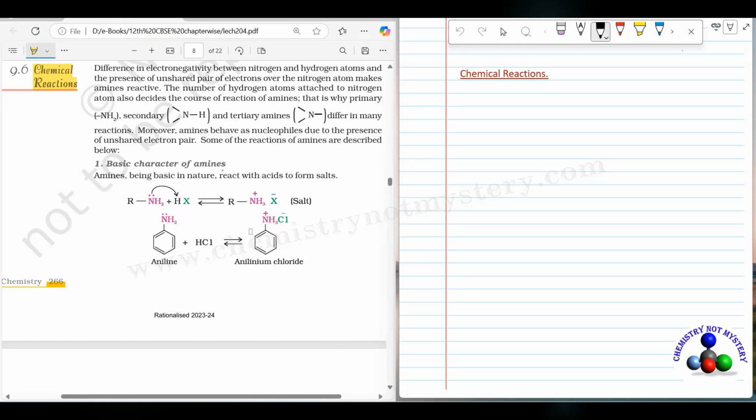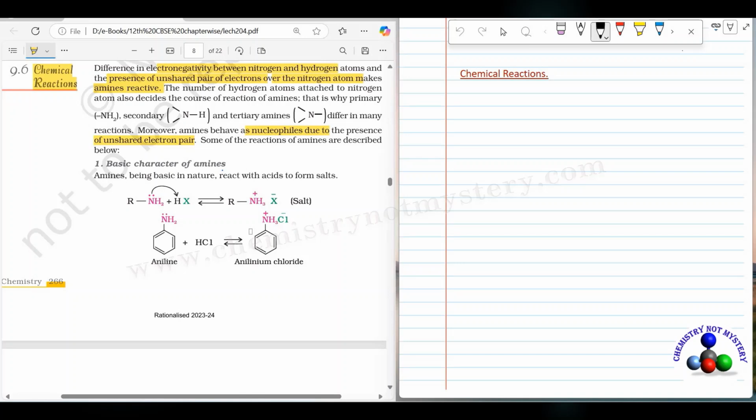Difference in electronegativity between nitrogen and hydrogen atom and the presence of unshared pair of electron over nitrogen atoms makes amine react. The number of hydrogen atoms attached to nitrogen atom also decides the course of reaction of amines. That is why primary, secondary and tertiary amines differ in many reactions. Moreover, amines behave as nucleophile due to the presence of unshared electron pair. Some of the reactions of amine are described below.